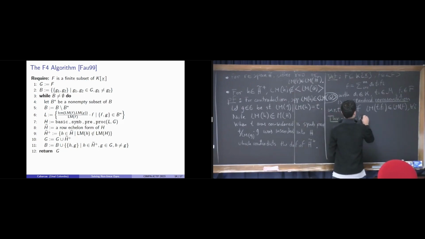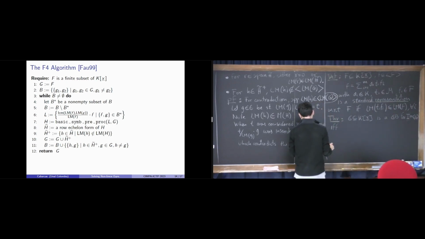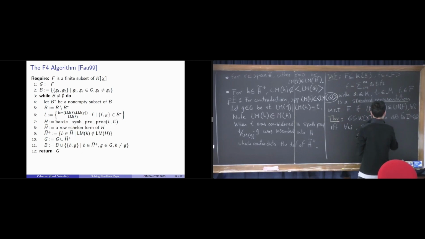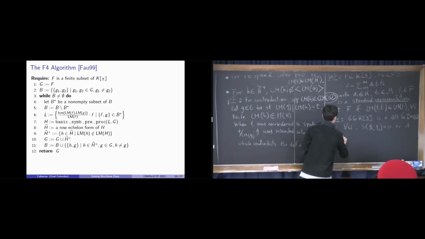A subset G of the polynomial ring is a Groebner basis for the ideal generated by G if and only if for every pair i, j of indices, S(Gi, Gj) is equal to 0, or it has a standard representation.